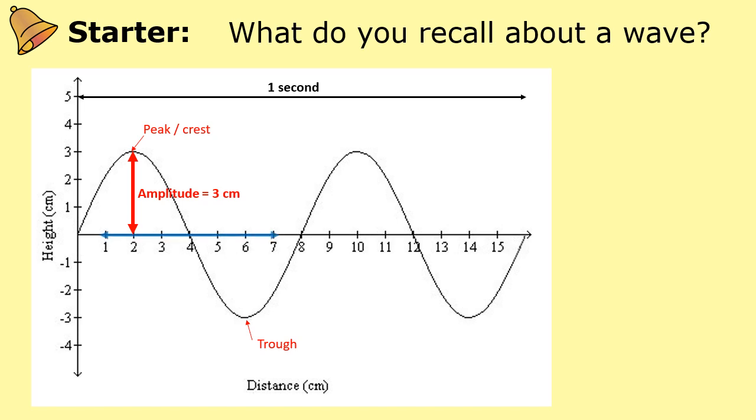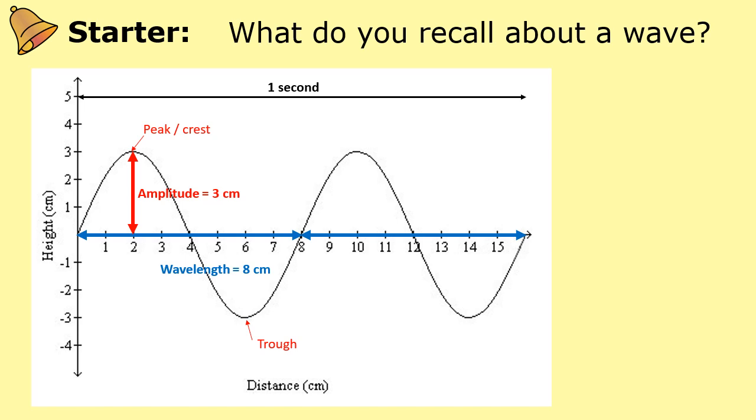Now you can also label the wavelength, which is the distance between two equivalent adjacent points on the wave. You could also have labelled it between two peaks or between the two troughs. Now again, if you look at the axes, on the x-axis you can see that this wavelength is actually 8 centimetres. The next thing that you might have spotted is that on this diagram, there isn't just one wavelength, there are actually two full wavelengths. So in this diagram, we have got two full wave cycles.